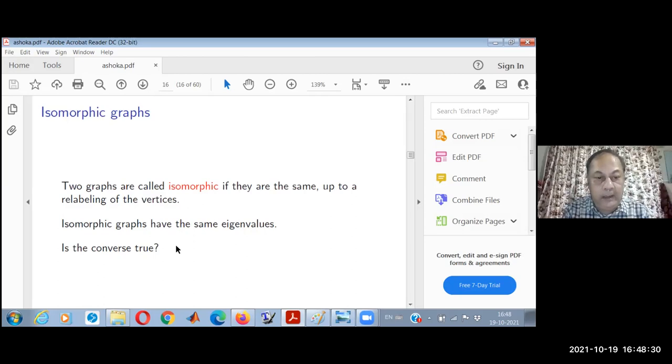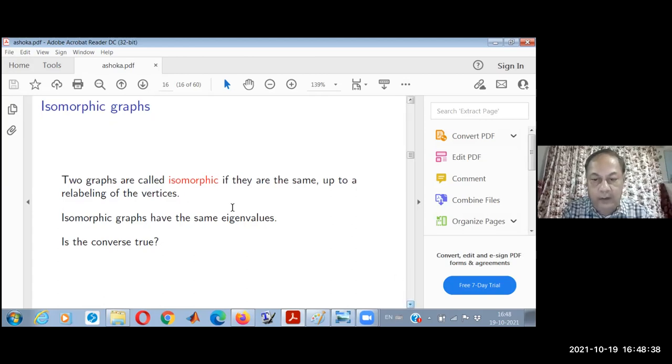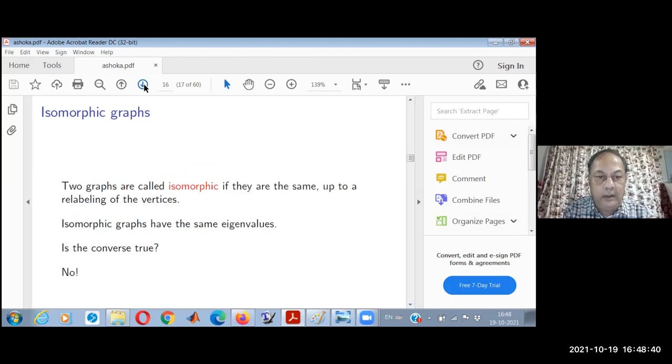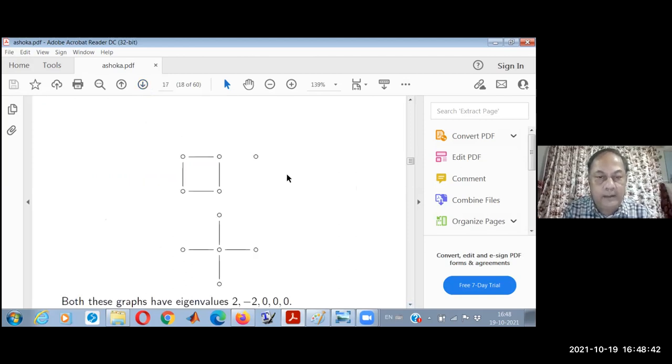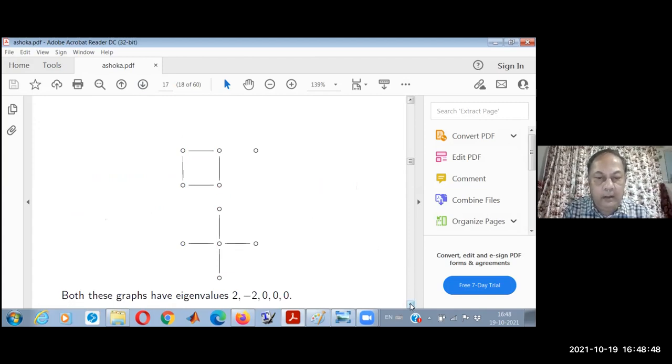So in mathematical chemistry, actually they went on making all sorts of conjectures, and they said, okay, yes, if 2 graphs have the same eigenvalues, then they're isomorphic, but it was shot down immediately. The standard example is this: the top graph has 5 vertices, the bottom graph has also 5 vertices, but they are not at all isomorphic, as you can see. This has an isolated vertex, this doesn't. But the eigenvalues are the same: 2, -2, 0, 0, 0.